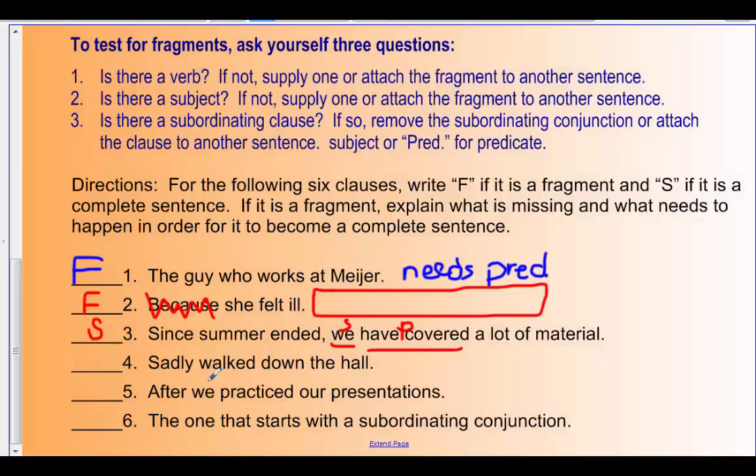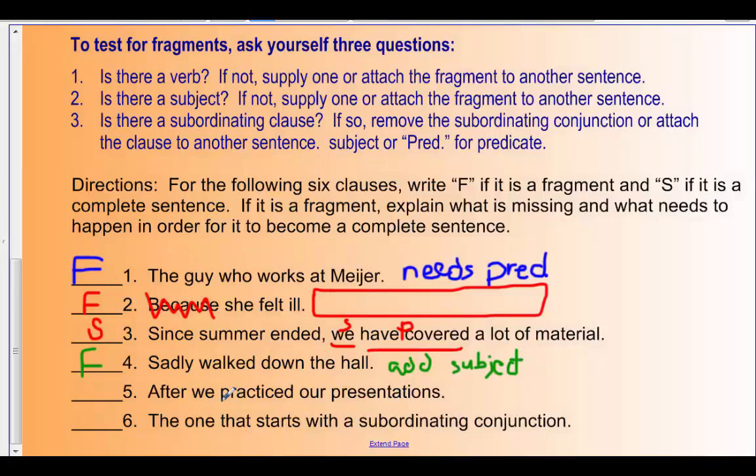"Sadly walked down the hall." Well, this is a fragment sentence. I need to know who. We would need to add a subject for this one. I need to know who sadly walked down the hall. Even if I just had a name in front, it would be enough to complete this sentence.